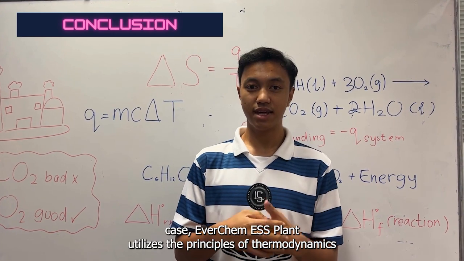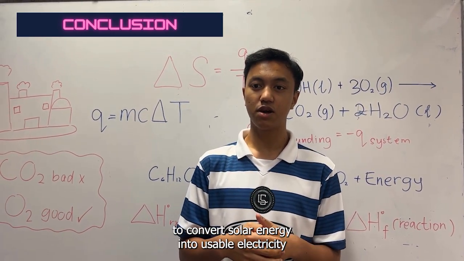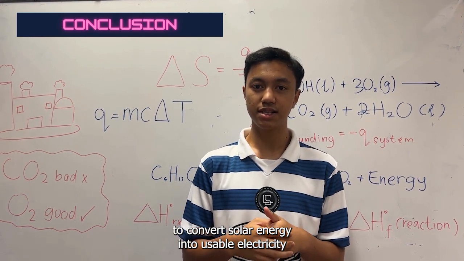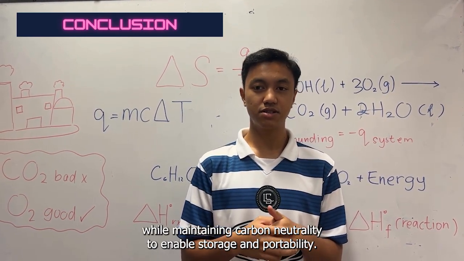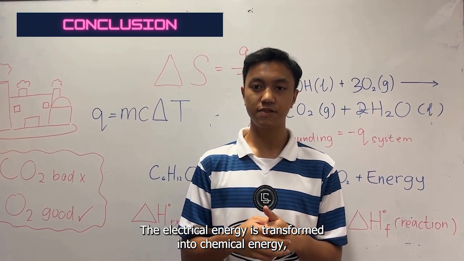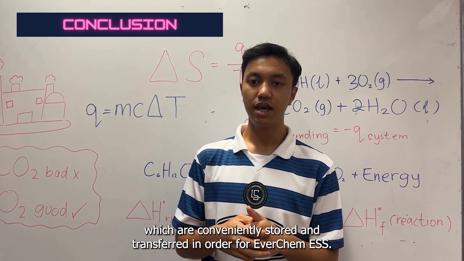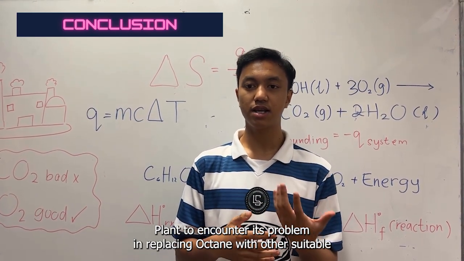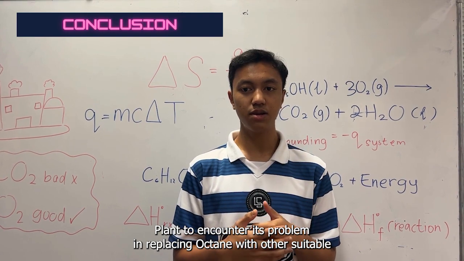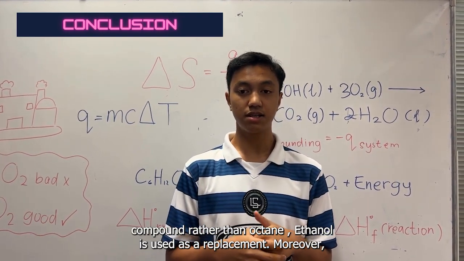To summarize our case, the Evercam ESS plant utilizes the principles of thermodynamics to convert solar energy into usable electricity while maintaining carbon neutrality. To enable storage and portability, the electrical energy is transformed into chemical energy, which is conveniently stored and transferred. In order for the Evercam ESS plant to solve its problem, instead of octane, ethanol is used as a replacement.